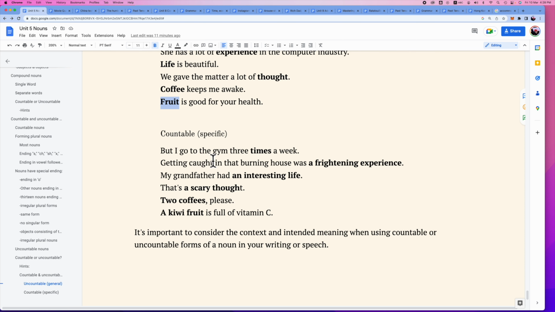For example, I go to the gym 3 times, or the burning house was a frightening experience. Grandfather had an interesting life. That's a scary thought. Two coffees, please. A kiwi fruit is full of vitamin C. It is very important to understand the different usage of countable and uncountable nouns. Alright, that's all about nouns.